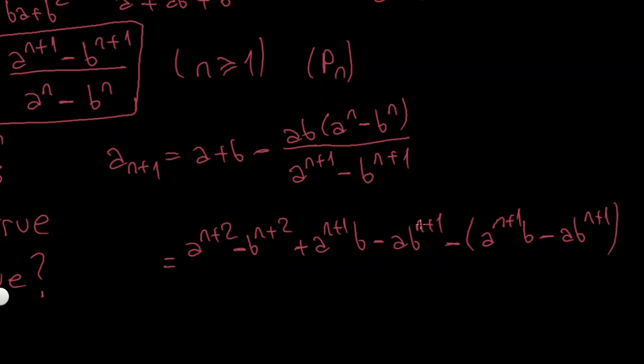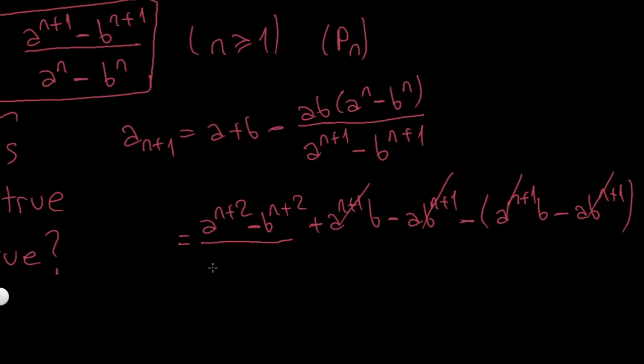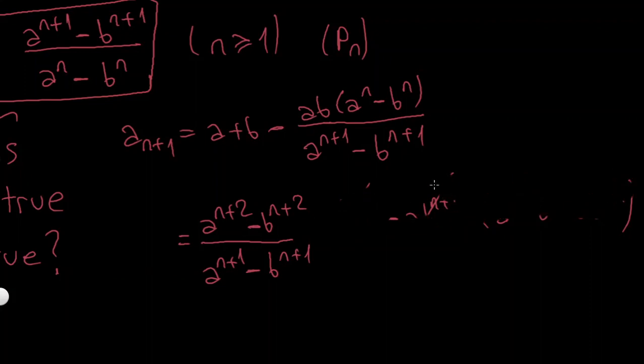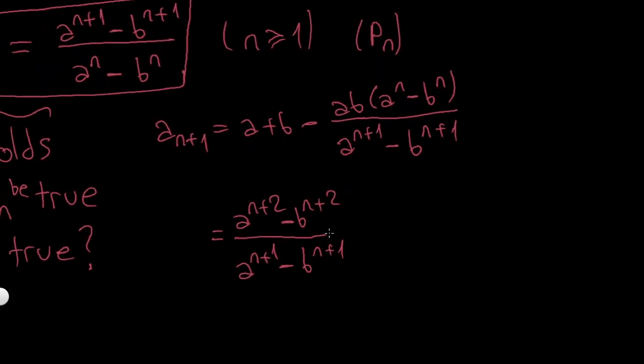And here I can notice that this a to the n plus 1 b is just same with this. They have different signs, and here this is also positive sign, so this still will also cancel. And so I have everything here 0. This is a to the n plus 1 minus b to the n plus 1. So I'm just going to delete this part to make it look a bit more clear what we have found. And so I found that a to the n plus 2 minus b to the n plus 2 over a to the n plus 1 minus b to the n plus 1 is equal to a n plus 1.